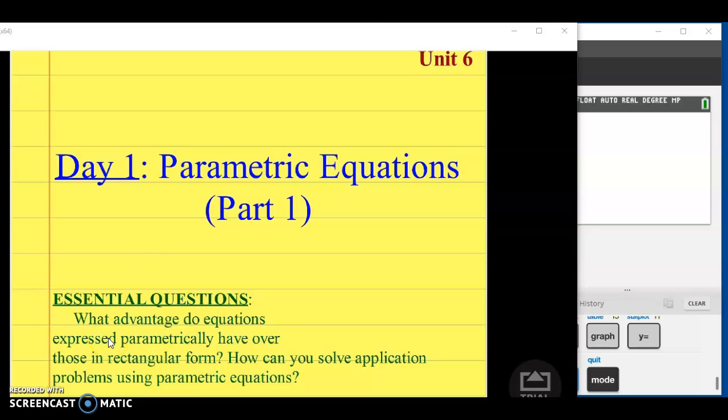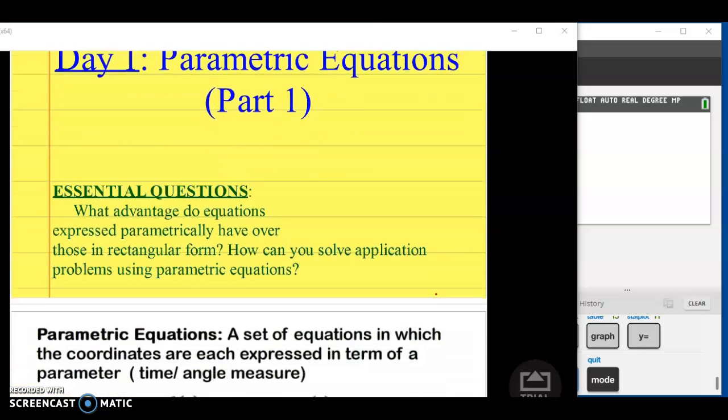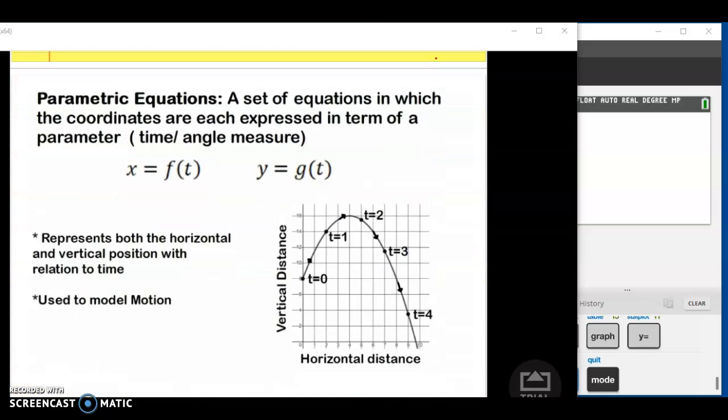Okay, so for this unit, the first part of the unit, we're going to focus on parametric equations. Parametric equations are a set of equations in which the coordinates are expressed in terms of a parameter. So instead of just x and y, we're going to have another parameter, and usually the parameter is either time or an angle measure.